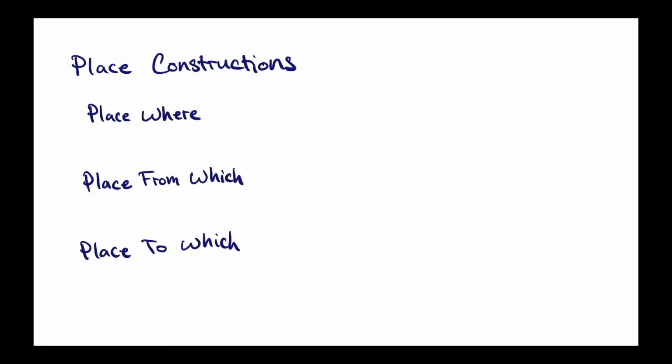We'll begin by talking about place constructions. Now, there are three different place constructions that we're going to talk about today: place where, place from which, and place to which. The first one is a construction that doesn't have any motion, so we'll begin there. And we can do this in two ways. We can do all of these with a preposition or without a preposition. And you'll see how the different cases are really at play when we're doing these without prepositions.